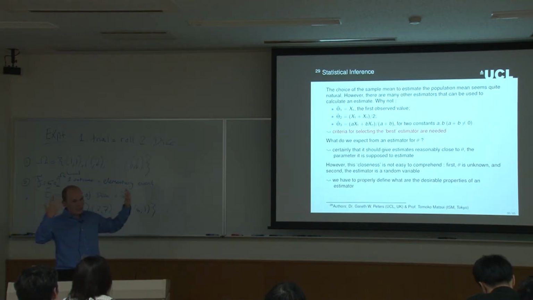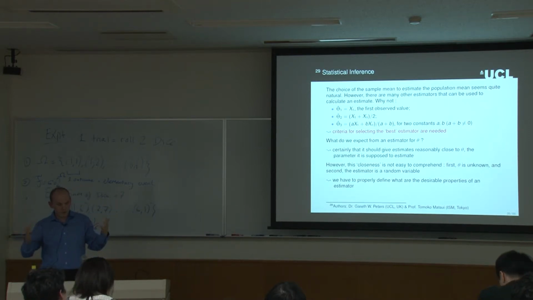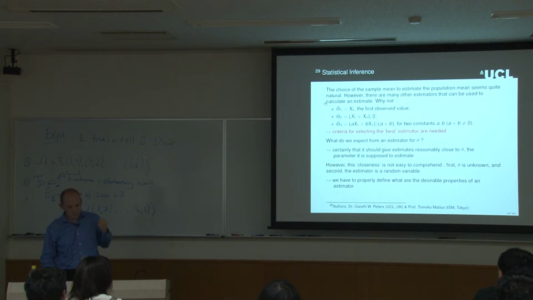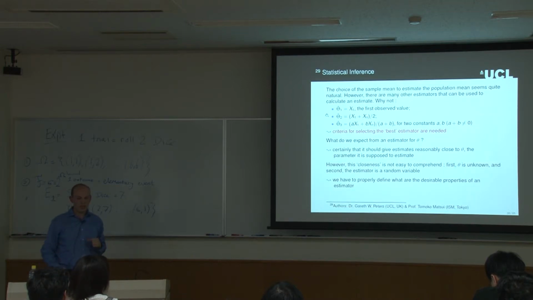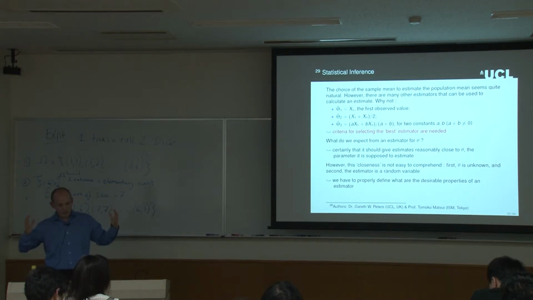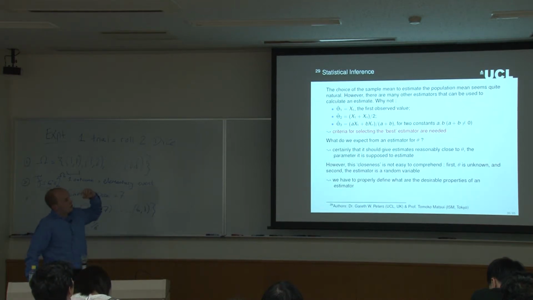Of course, it seems quite natural because you're probably already familiar with this. But there are many other possible estimators that we could use to estimate our population mean. For example, we could just take the first observed value and say this is our estimator for the population mean. Or we could take the average of the first and the last. Or we could take a weighted average of the first and the last. More generally, we want to understand which of these estimators is the best estimator and what does best mean. Certainly we want our estimate to be close to the population parameter.